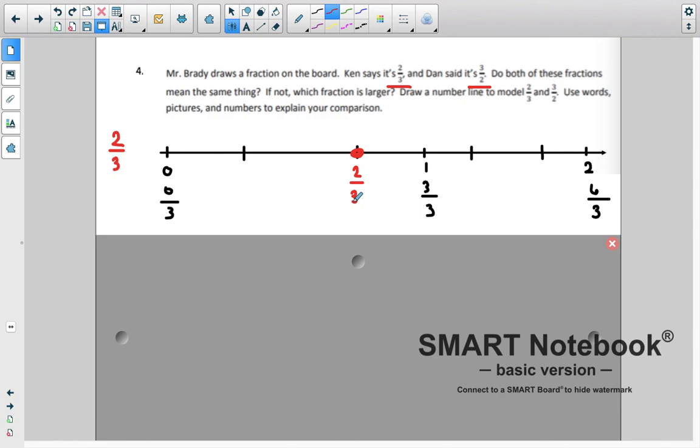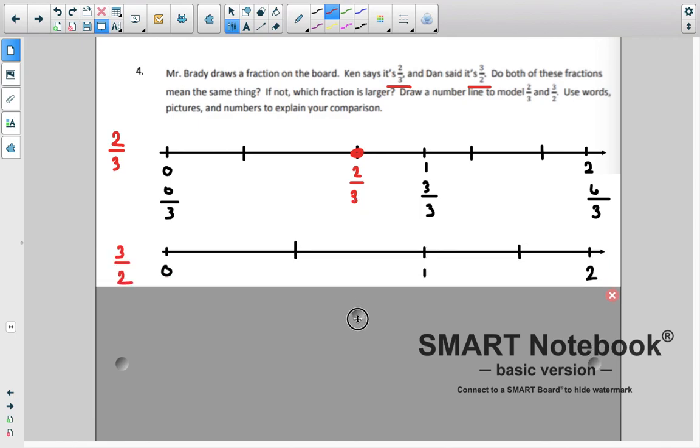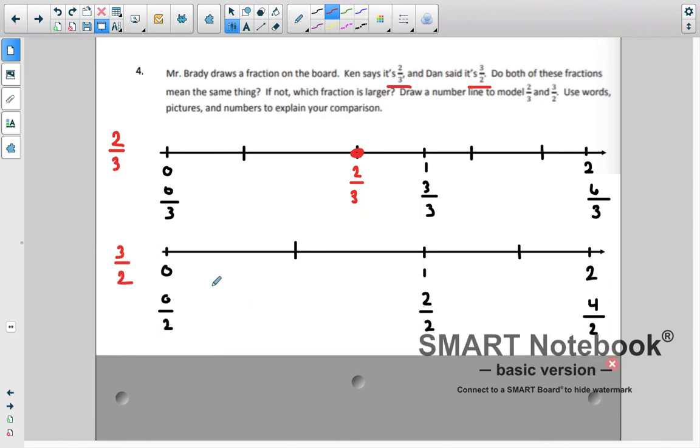And Dan says, no, it's 3/2. So I drew Ken's number line all the way with my endpoint of 2. I labeled my whole numbers, 0/2, 2/2, and 4/2. And now I'm going to label where 3/2 is. So 0/2, 1/2, 2/2, 3/2. This is where 3/2 is.